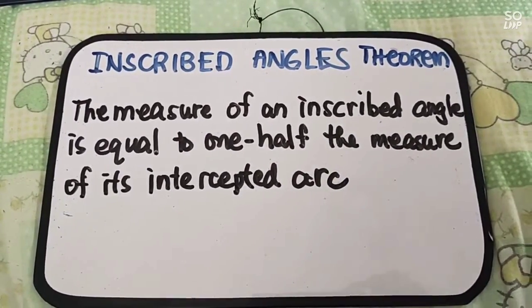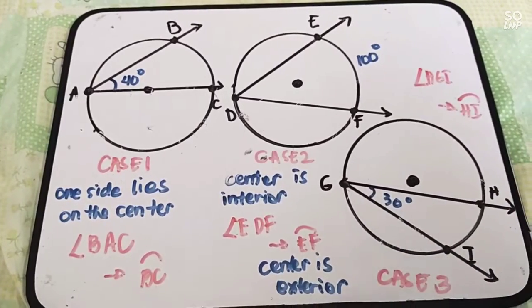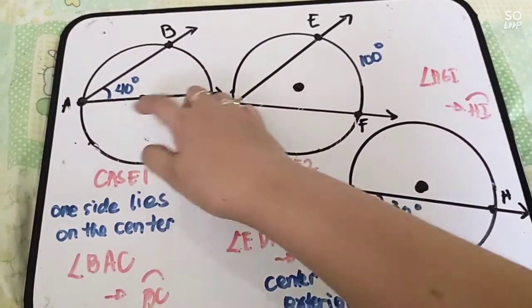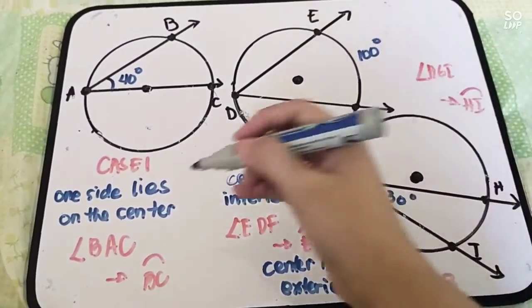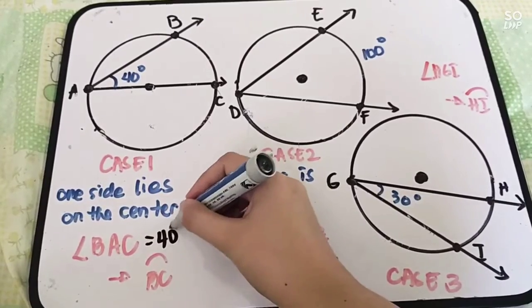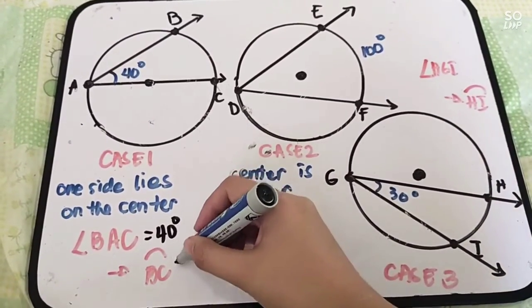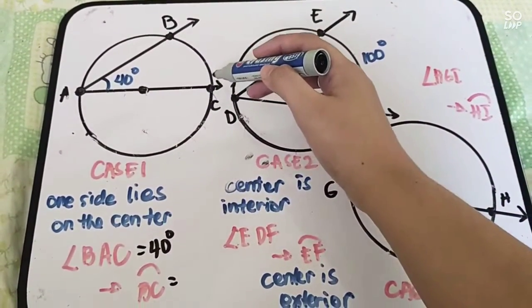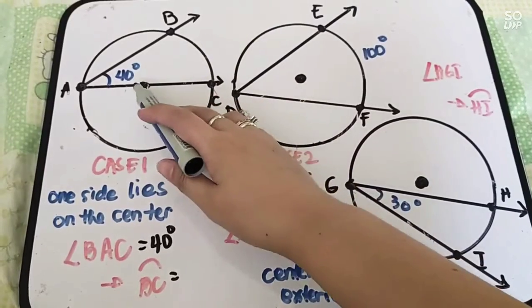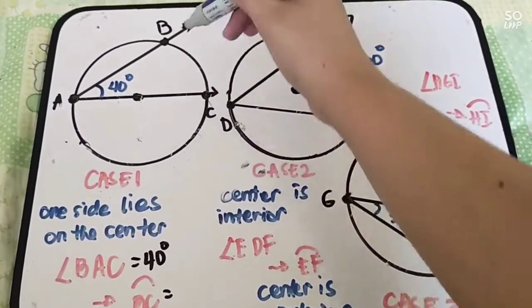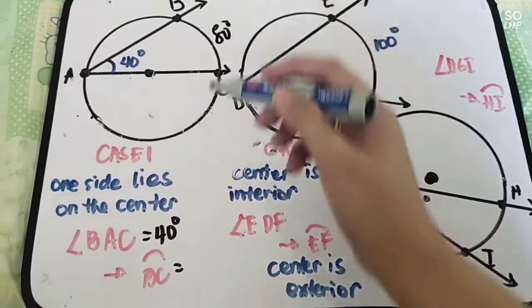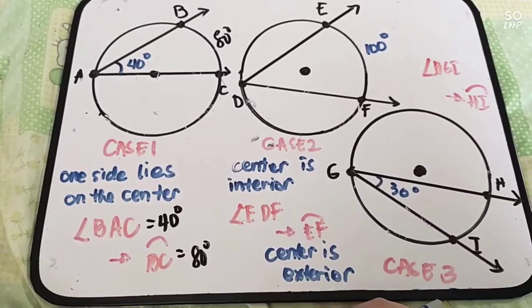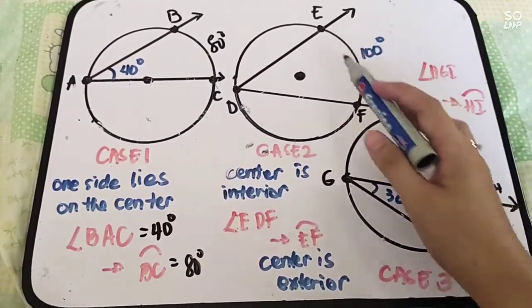Okay? Let's go back again with this figure. So, naglagay ako ng measurement na. We have here, si angle BAC daw po is 40 degrees. Now, let us find the measure of its intercepted arc. Since kalahati lang dapat siya ni intercepted arc, therefore, si 40, multiply mo lang by 2. So, 40 times 2, the answer here is 80 degrees. So, therefore, arc BC is 80 degrees. Is it clear?